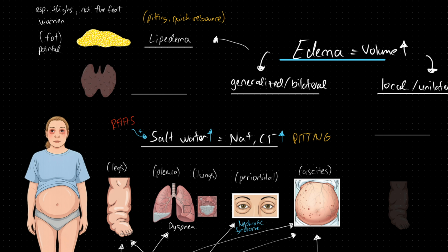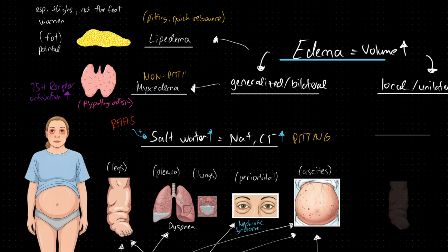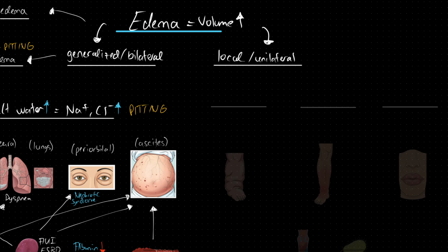Another type of bilateral edema is myxedema, which results from increased TSH receptor stimulation in long-standing hypothyroidism or in Graves' disease, which is an activation of the TSH receptor through an autoimmune process. It leads to deposition of proteoglycans in tissue, which are non-pitting edema. And this means myxedema can be recognized because it does not pit when pressed. Now let's talk about local or unilateral edema.